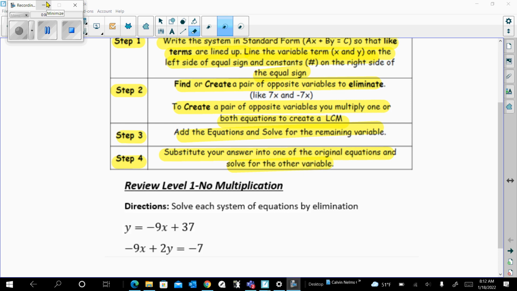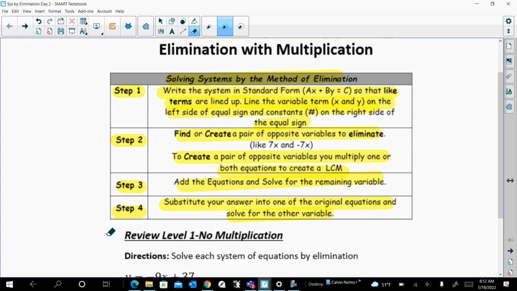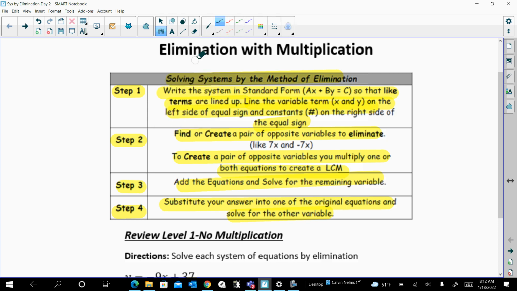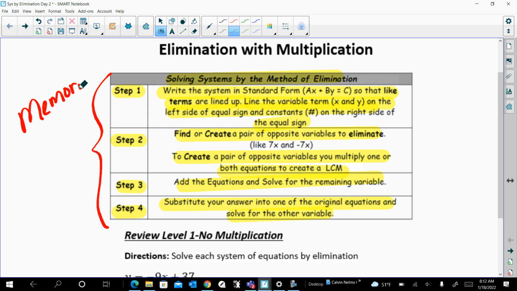to elimination. So the steps are not going to change. It's going to be these same 4 steps. You still need to memorize and apply these steps. But we're just now going to look at 2 different levels of using elimination. So we still have the same steps from last week. Memorize and apply. So we're just going to memorize and apply these steps.